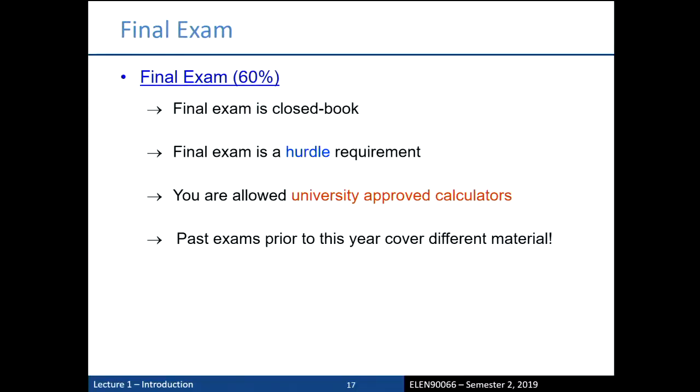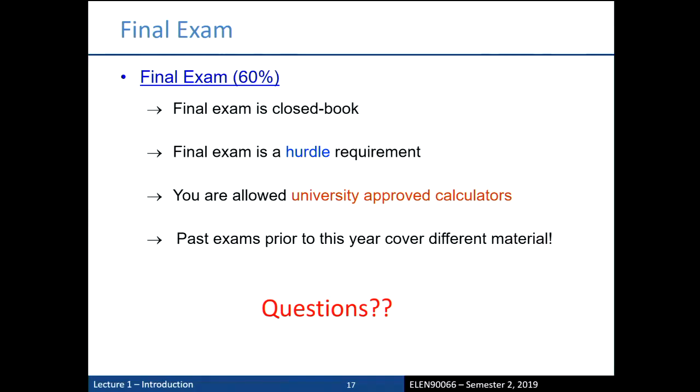And then, of course, there is the final exam. So the final exam is a closed book exam. That's obvious. It's a hurdle requirement, which means you really should be doing those assignments. You're allowed to use approved calculators. And lastly, past exams, or what you may have heard from some friends or family members or someone who's done this subject before, will be very different. So if you have an illegal copy of past exams, they're not going to help you. And I'll tell you a little bit more about where that's coming from in a minute when we talk about subject feedback.